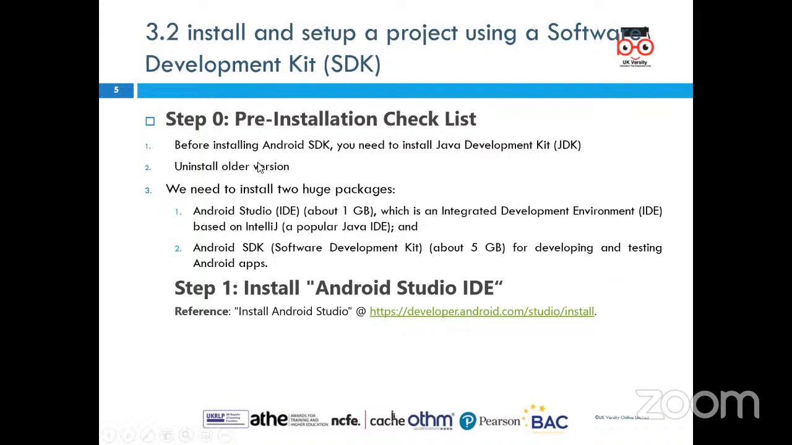So here is just a checklist of how we can download an SDK on our machine. For instance, step 0, we have a pre-install checklist. What we need to do is to install this huge package. Android Studio is around one gigabyte, and the Android SDK is about 5 gigabytes.